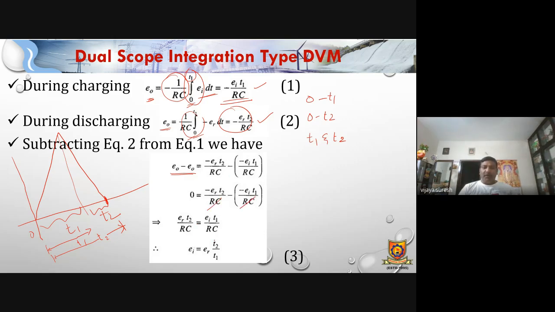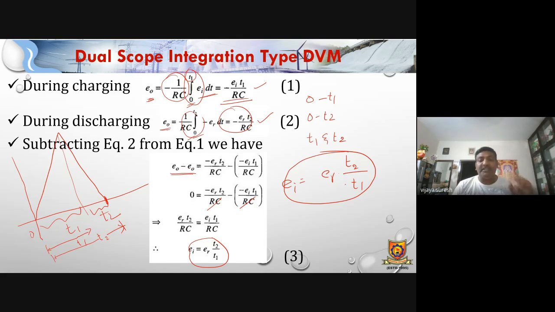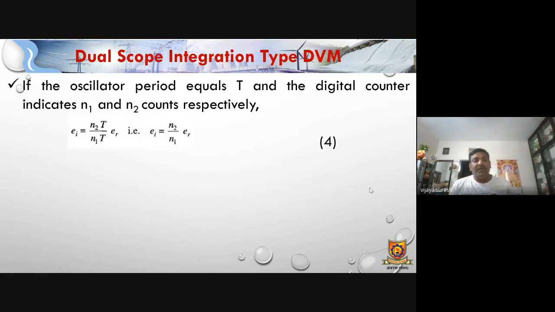Finally you are going to get Ei, the input voltage, equal to Er, the reference voltage, multiplied by T2 divided by T1. This is the expression we get as the output. Here Ei is the input voltage, Er is the reference voltage, T1 is the charging time and T2 is the discharging time. In T1 time we have N1 number of pulses, in T2 time we have N2 number of pulses. Now we are saying the same in terms of pulses.